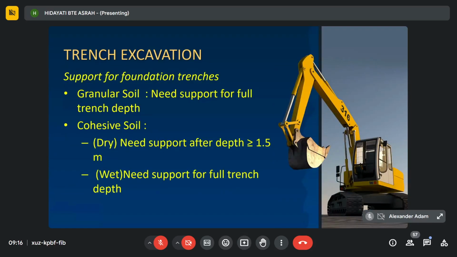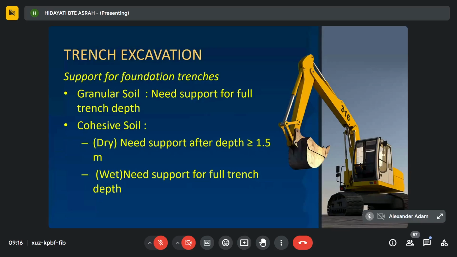If the trench excavation is, let's say, more than 1.5 meter, then it is necessary to fix temporary timber support. You need to use timber support. This is to stop the side of the soil or the side of the trench from collapsing or falling in. So if more than 1.5, remember you need to provide timber support.